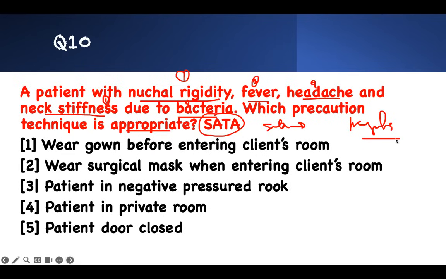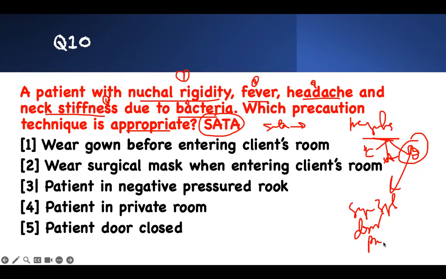What precaution do you give for meningitis? Is it contact, airborne, or droplet? I know it's not contact. I know it's not airborne. It's droplet. What do you do for droplet? Surgical mask when you are within 3 feet of the patient. The door may be closed, right? And the patient in a private room if you can. Wear a gown before entering the client room.